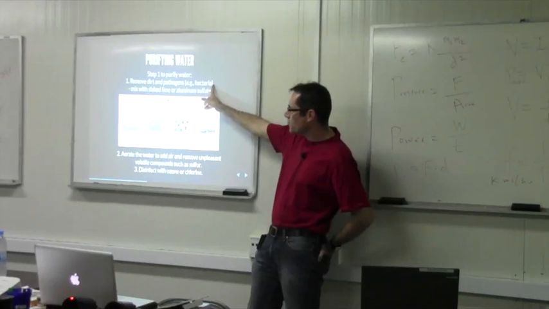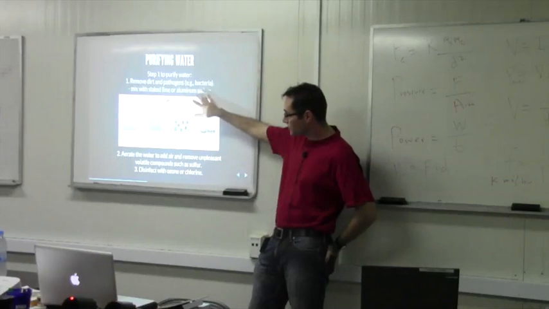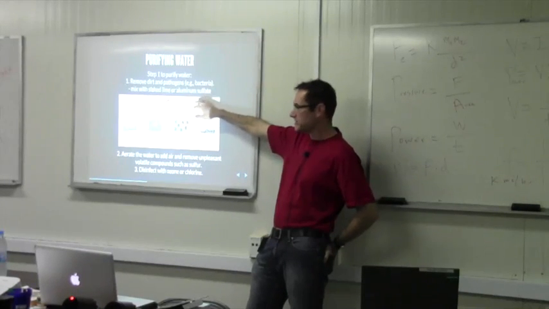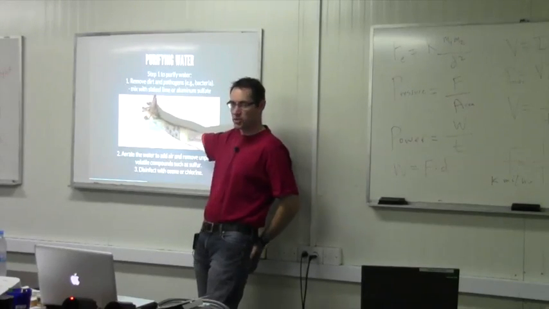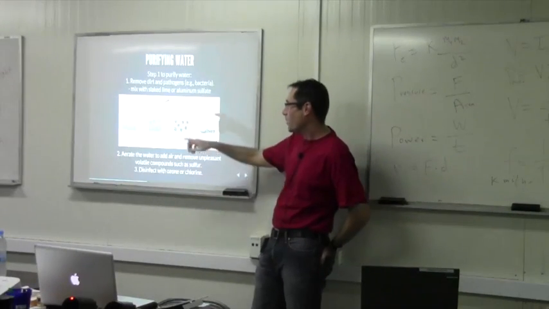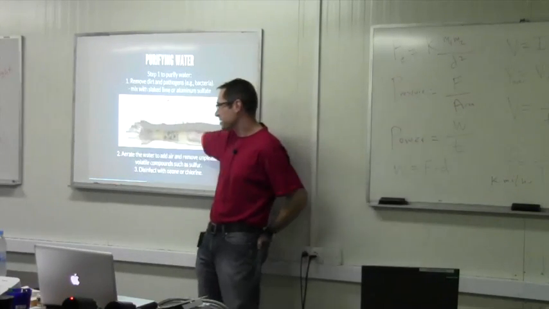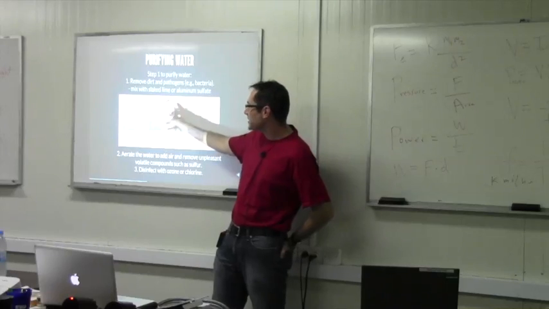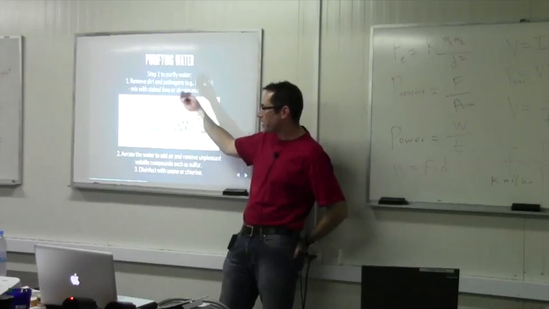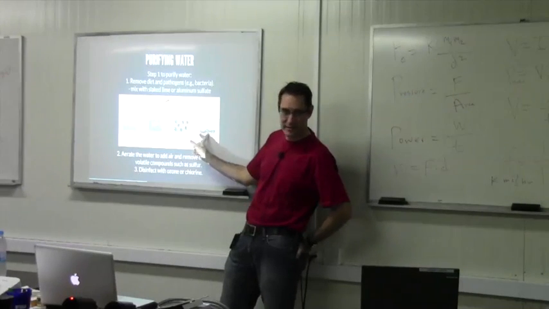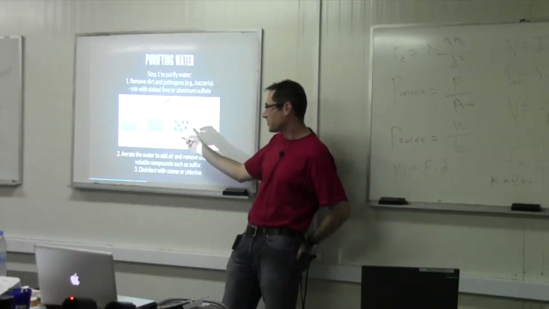You remove the dirt and pathogens, in other words, the bacteria and that sort of thing. You can mix the dirty water with what's called slaked lime, and I'm not exactly sure what it is, but it's a chemical, or another chemical called aluminum sulfate. You mix it together. Those chemicals grab onto all the dirt and pathogens and then sink to the bottom of the container. And then you skim off the rest from the middle and top of the container.